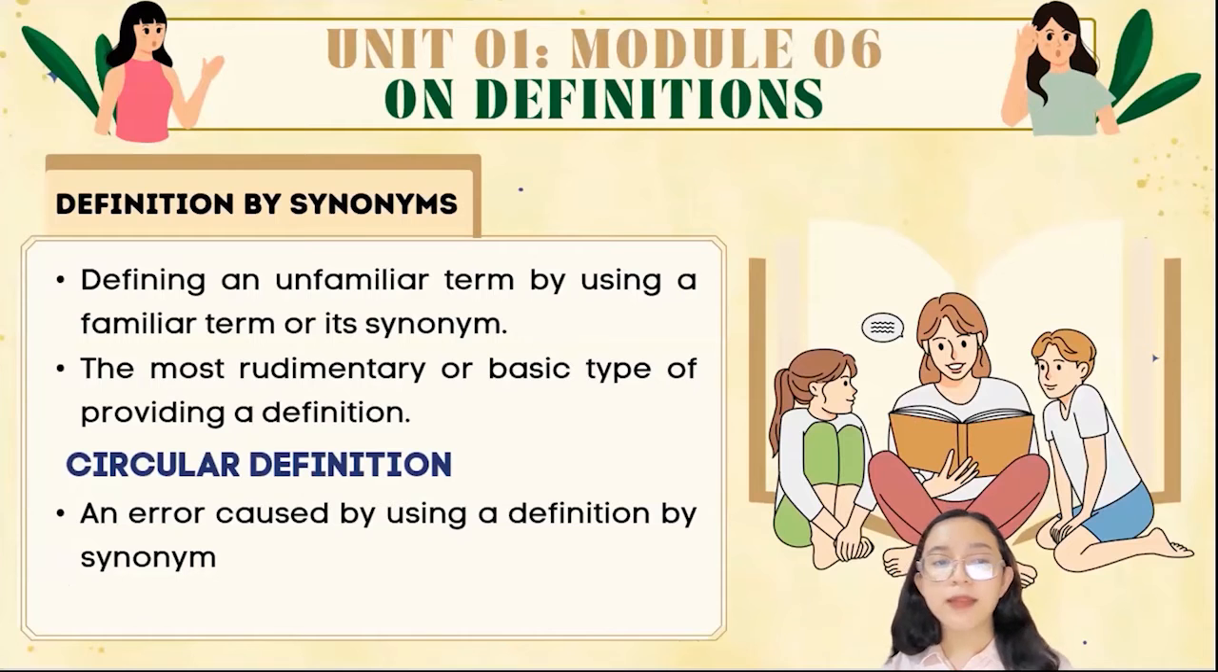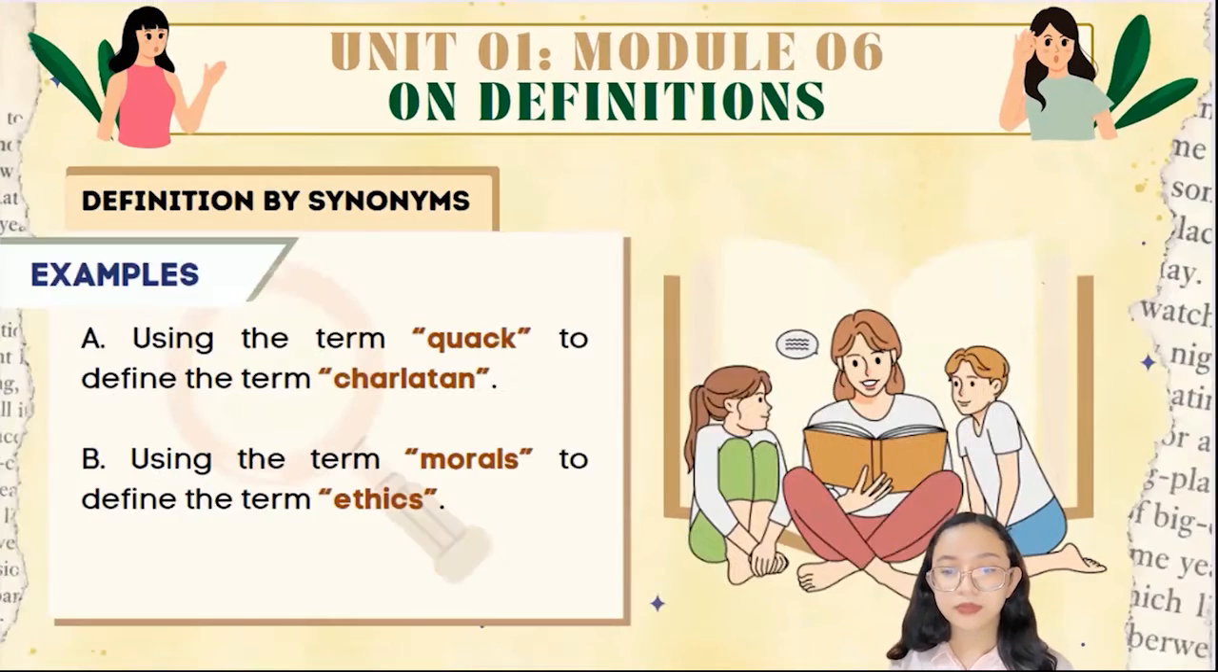So from the name itself, we use definition by synonym when someone asks us about an unfamiliar term and we reply to them by saying the synonym of the unfamiliar term. We have to note that this type of definition is the most rudimentary way of defining a term and that it can even be considered as an error called circular definition.